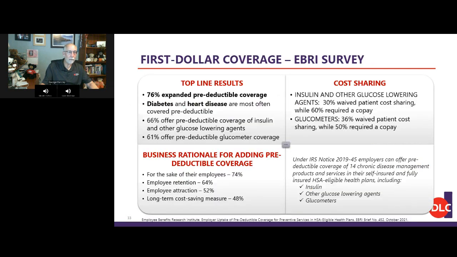And several groups are looking at this first dollar coverage. And again, on this slide, I want to talk about the confusion over whether you're allowed to bypass the deductible for chronic disease management in a high deductible health plan. Yes, you can. The IRS came out a couple of years ago and clarified that in a self-insured or fully insured HSA eligible health plan, you can bypass the deductible and go straight to a copay for diabetes management and other chronic diseases as well. So I would urge you to consider that. If you don't have that built into your plan, it will save you money.